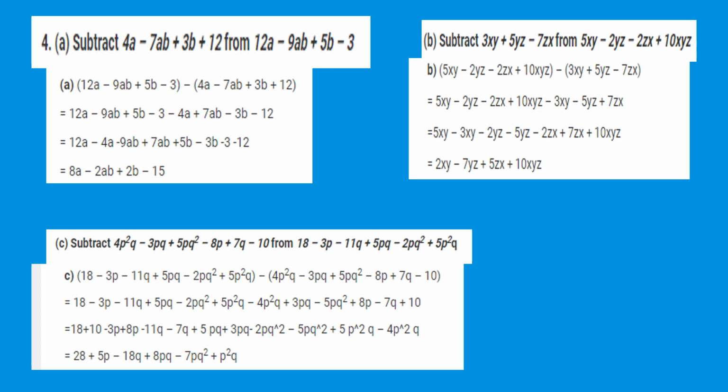Plus 8p. Here, can you see here? 8p. Minus 11q. Where is the next one? 11q. Here, minus 7q. Then plus 5pq. pq should come, plus 3pq. Minus 2pq squared. So what do you get? Here next minus 5pq squared plus 5p squared q. Bring that q down here and minus 4p squared 2q. Now add up this. 18 plus 10, 28. 8 take away 3, 5p. 11 plus 7, minus 18q.